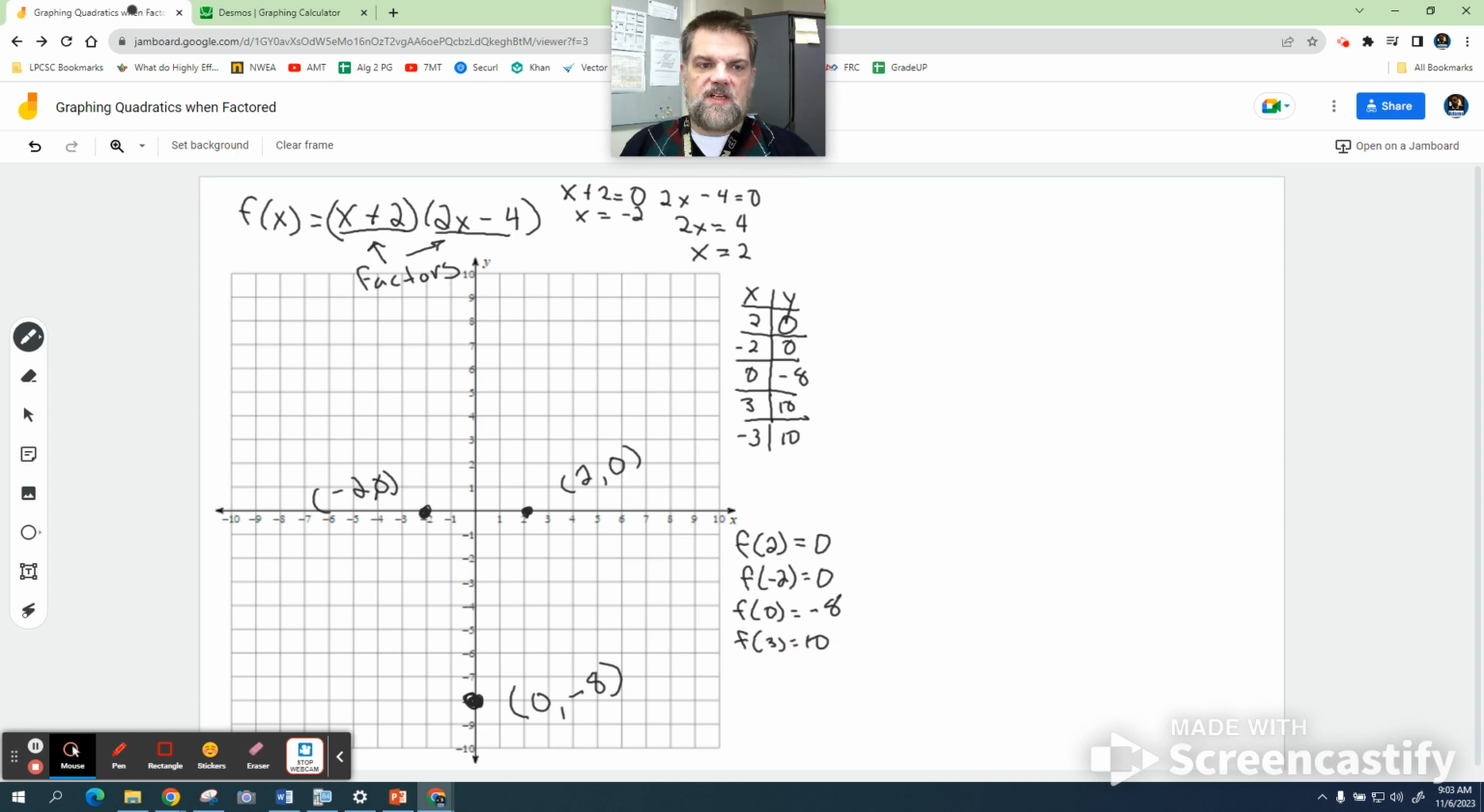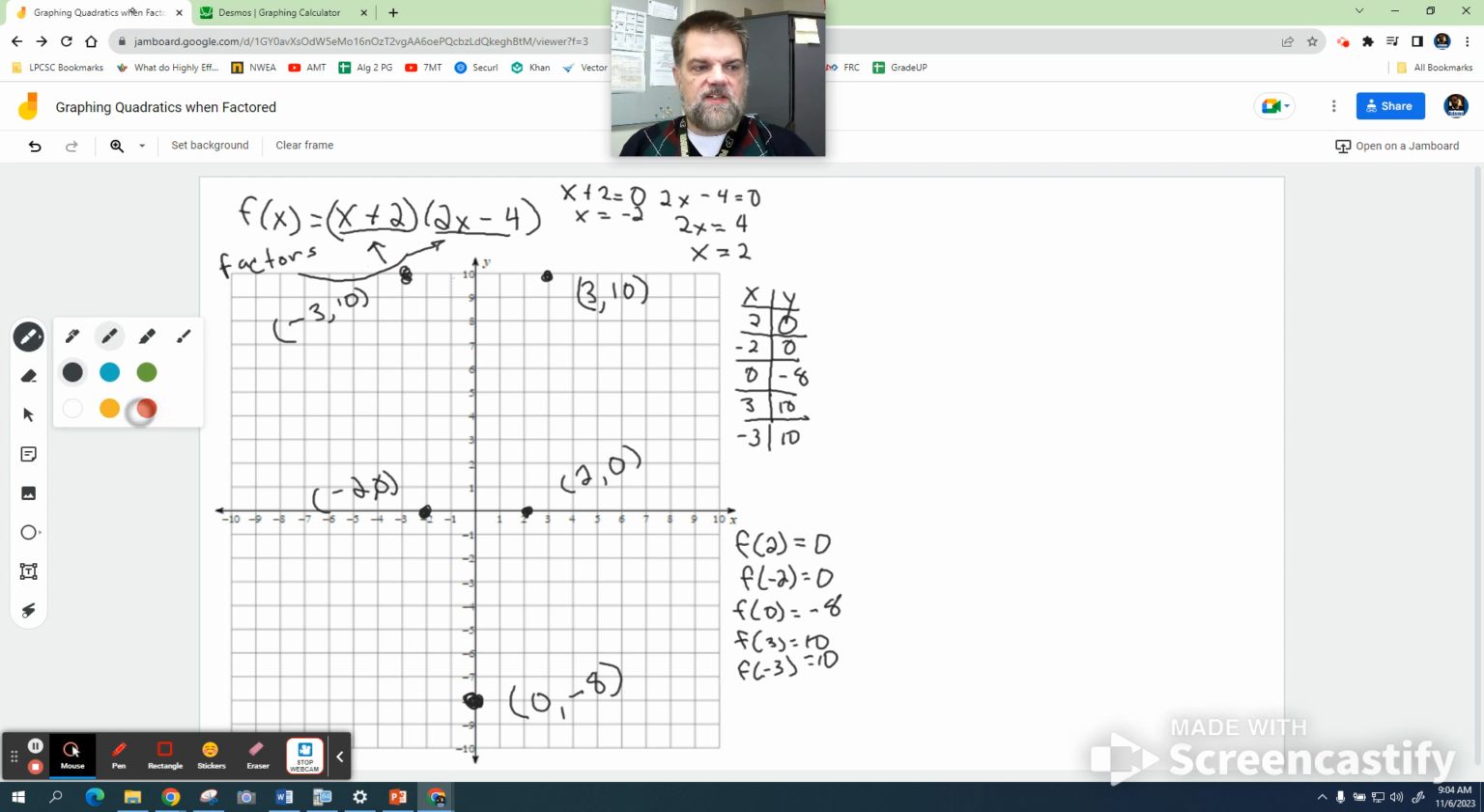Let's plot that, 3, comma 10. And then f of negative 3 equals 10. So, my word's in the way. I have childlike handwriting. All right, cool.